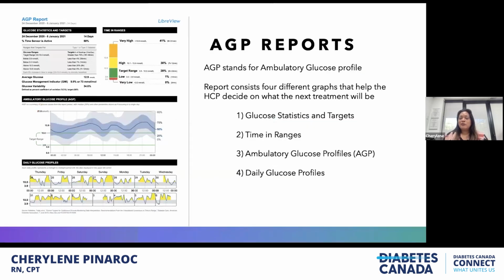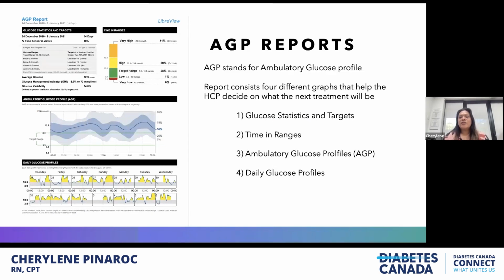One thing that we look for, which unfortunately is not available on the application, but a lot of healthcare professionals use, is the AGP report, or the ambulatory glucose profile report. It is not available on the Freestyle LibreView application on your phone, but it's available for you to look at on the LibreView website. So if you have your account, you could always sign in and look at this report too.